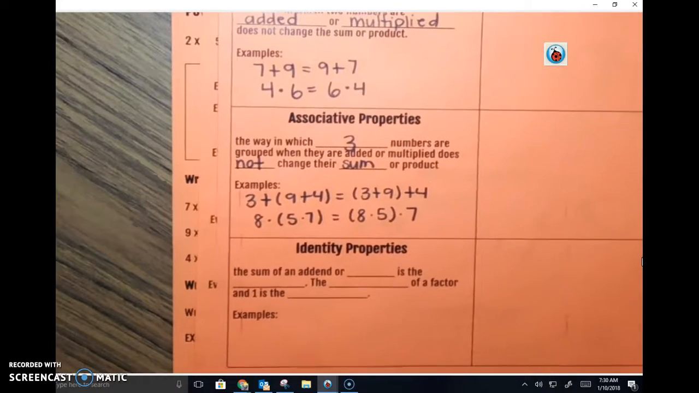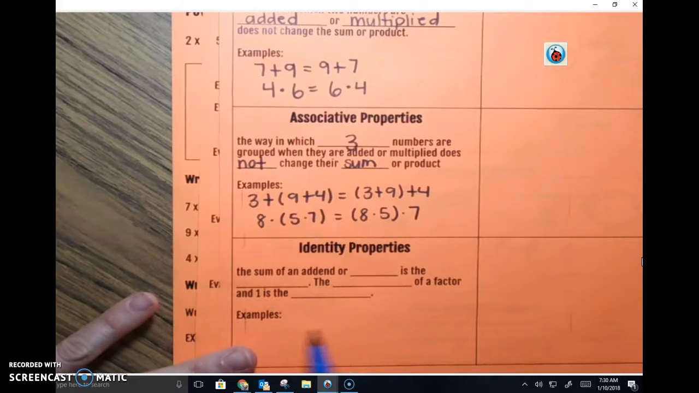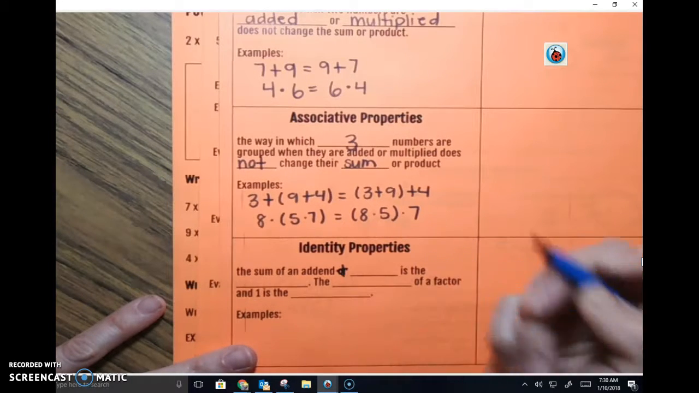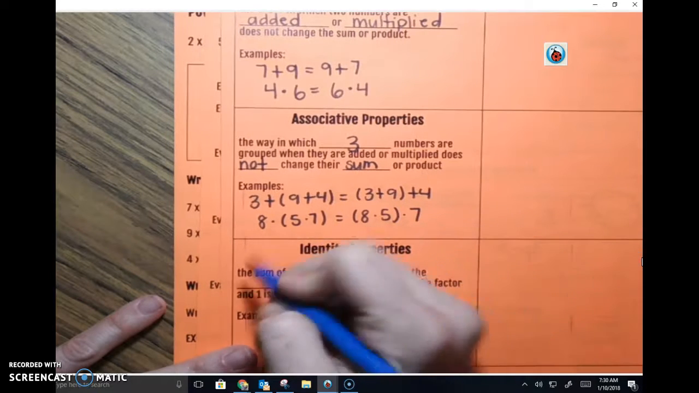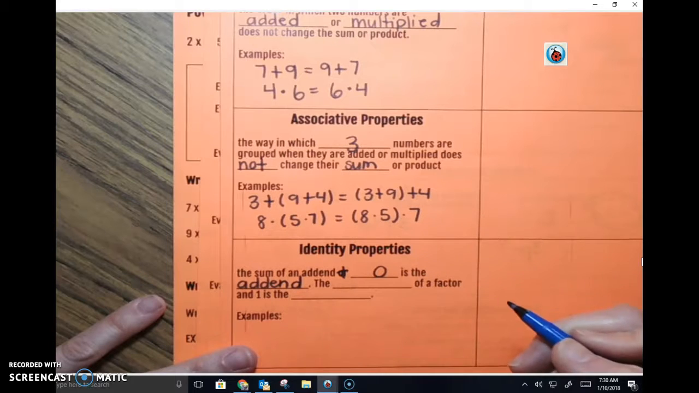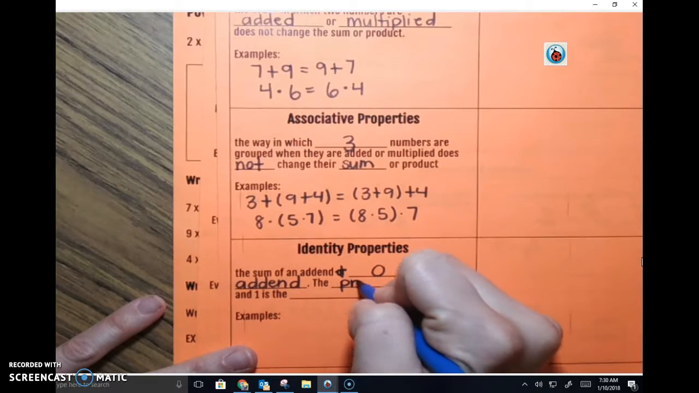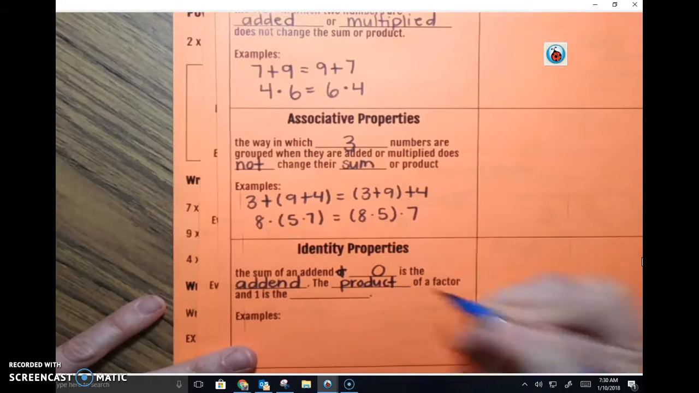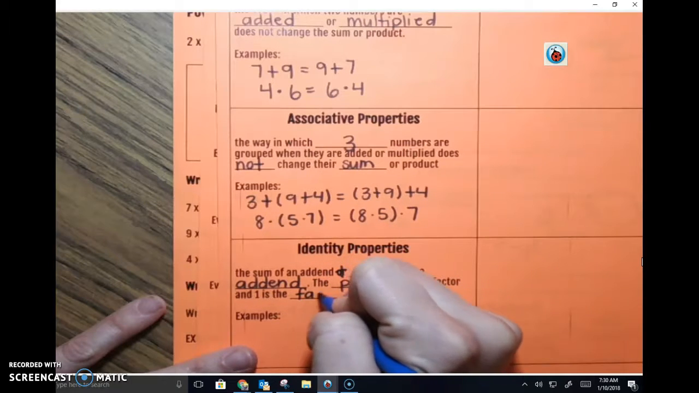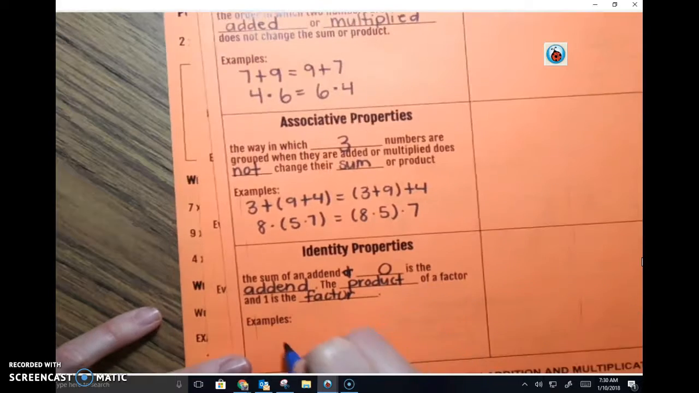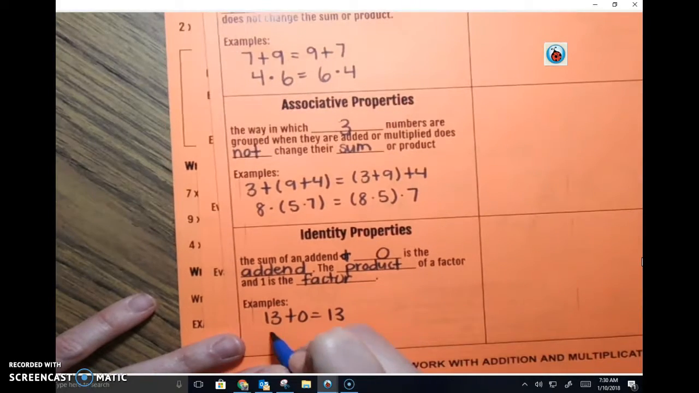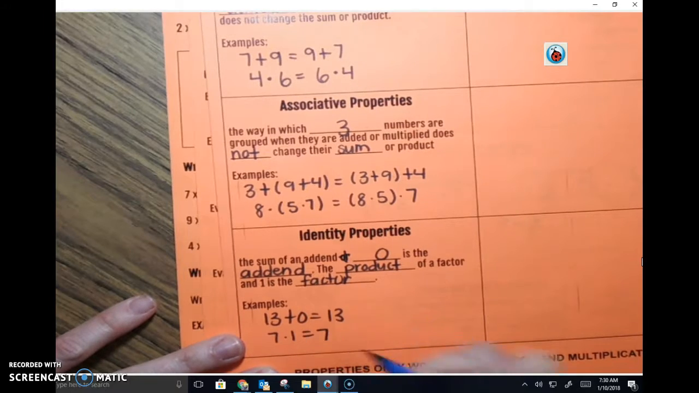And then identity property, I think this one's the easiest. So the sum of an addend and 0 is the addend. The product of a factor and 1 is the factor. So that means that 13 plus 0 is 13, and 7 times 1 is 7.